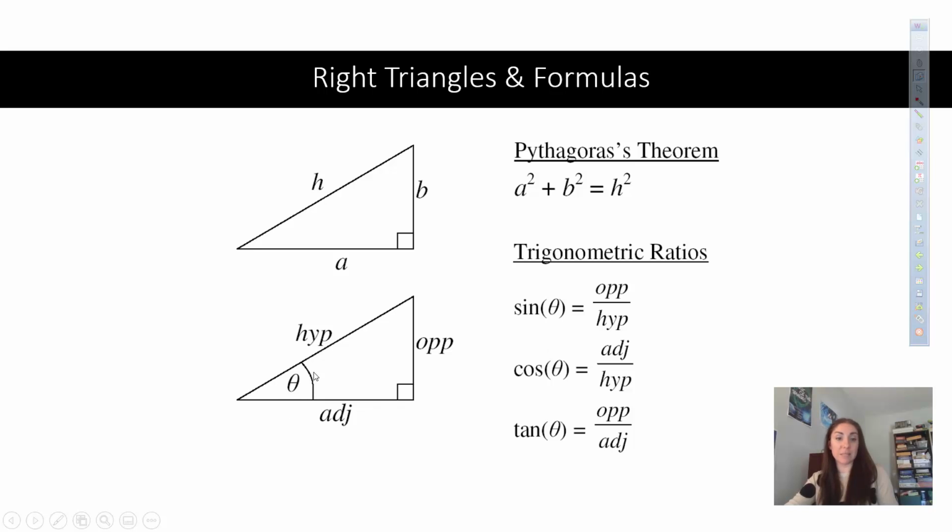Looking at this angle, the sine is opposite over hypotenuse, cosine is adjacent over hypotenuse, and opposite over adjacent is tangent. So I usually look at it like, is it next to it? It's a cosine. If it's across it, it's a sine. If I just have these two, it's a tangent.